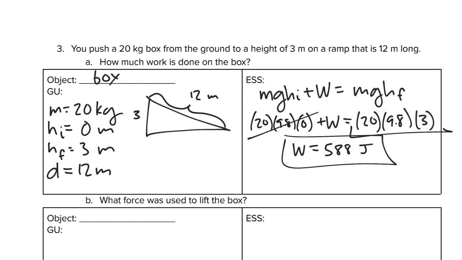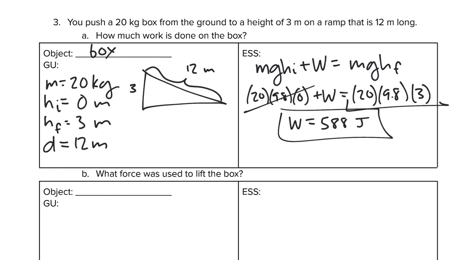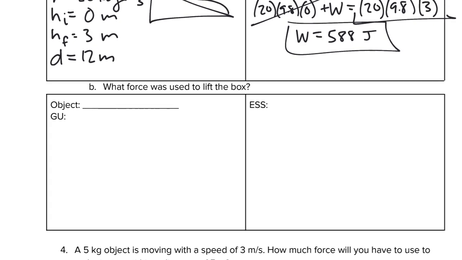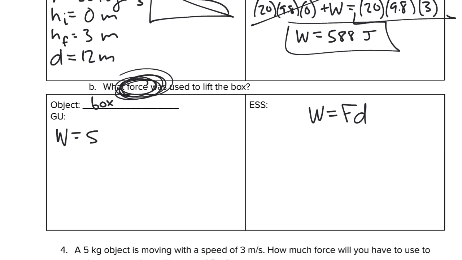Now, part B is going to use that information with the stuff that we learned today. Now, I know the question's gone now, but we've got all the relevant information. It says, what force was used to lift the box? So for force, the only equation that we currently have involving that is the one we learned today, that work is equal to force times distance. So we're going to need all those values. Our work that we just found was 588 joules.